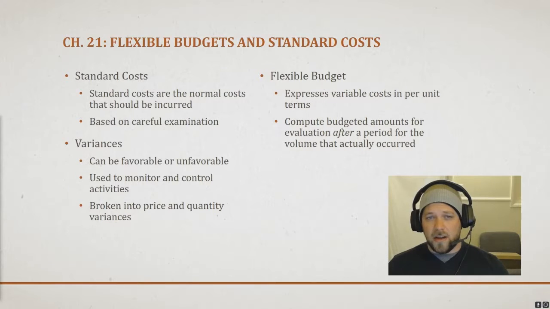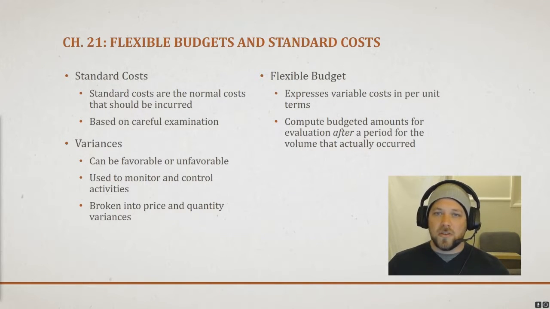The standard costs are the normal costs that should be incurred, and they're developed based on careful examination. Variances can be favorable or unfavorable, and they're used to monitor and control activities. Generally, they're broken into price and quantity variances. Flexible budget expresses variable costs in per unit terms, and it computes budgeted amounts for evaluation after a period for the volume that actually occurred.